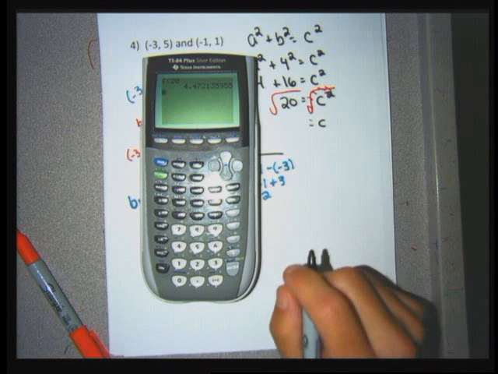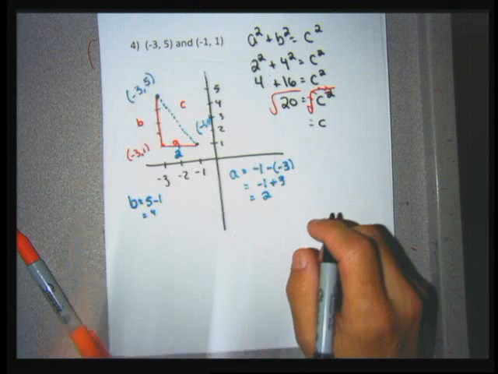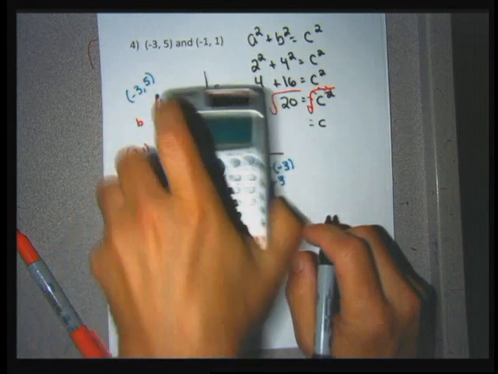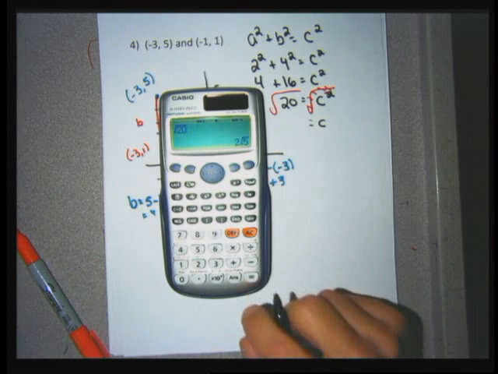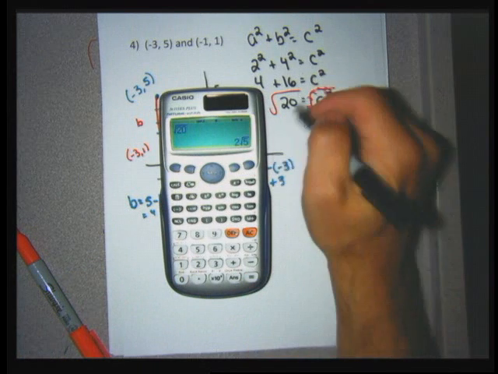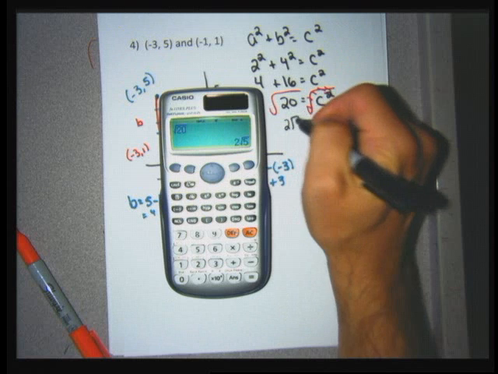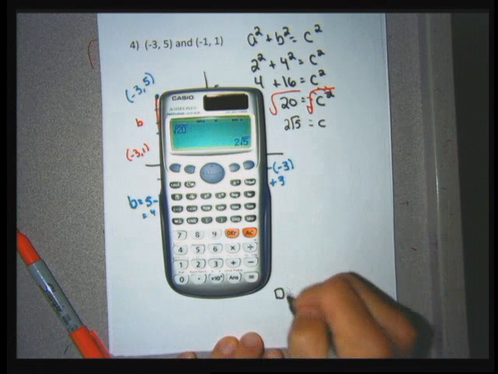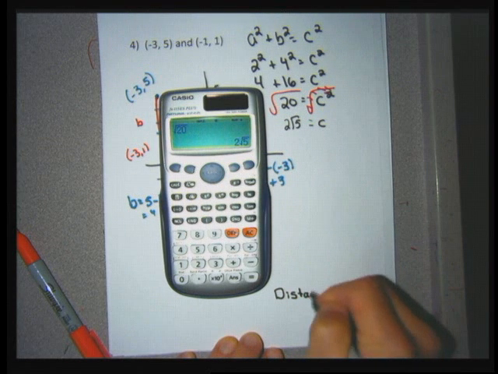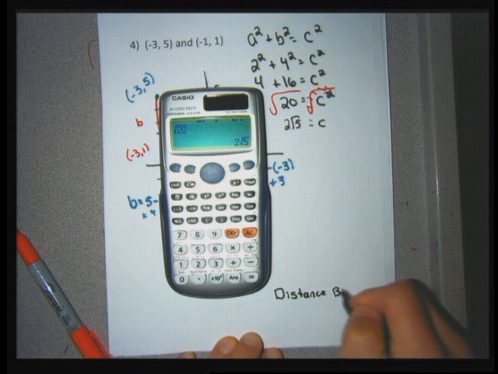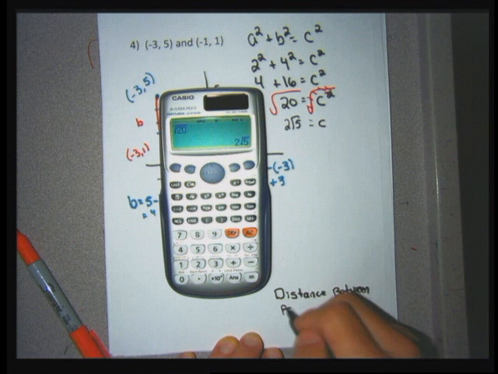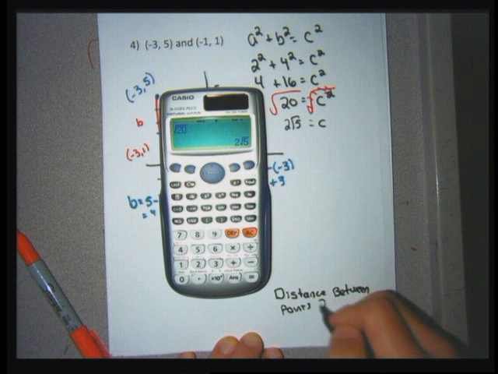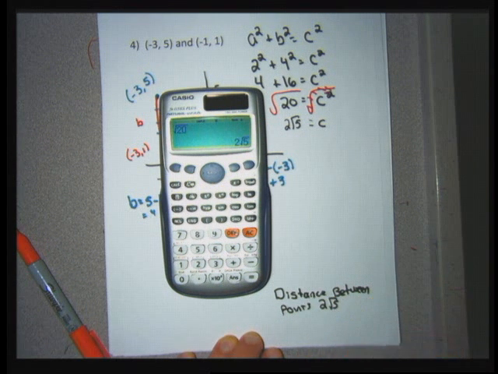The problem didn't start with decimals, so I don't want that answer. The answer I'm going to want, if I do square root of 20 on this calculator, it's 2 square root of 5. So the distance between the 2 points is going to be 2 square root of 5 units.